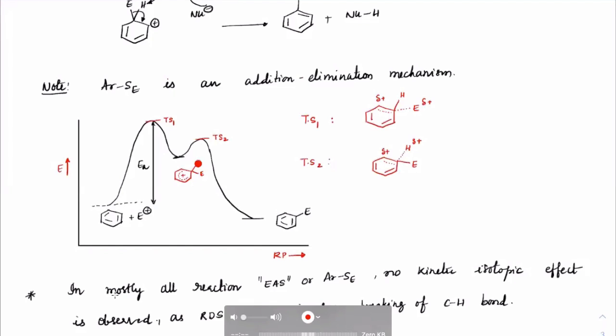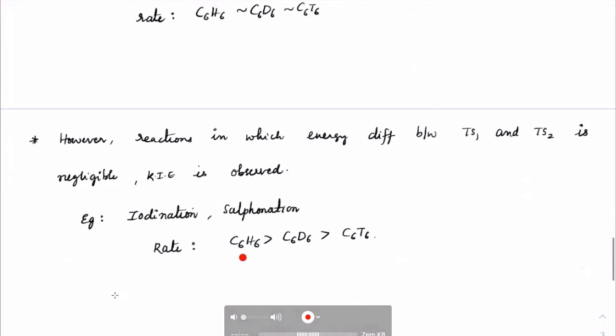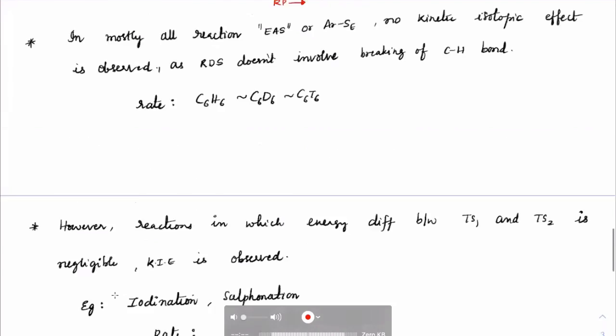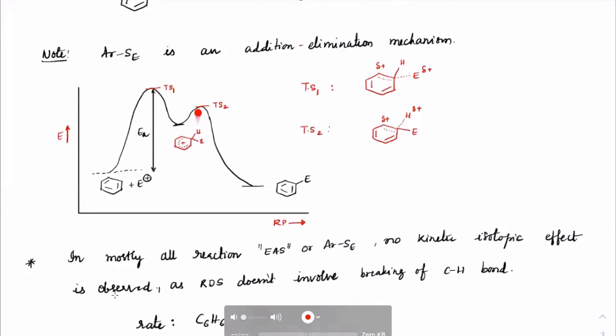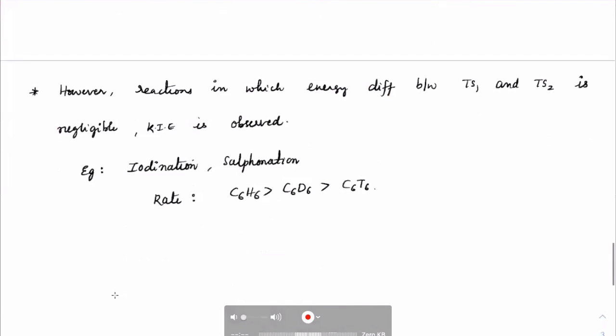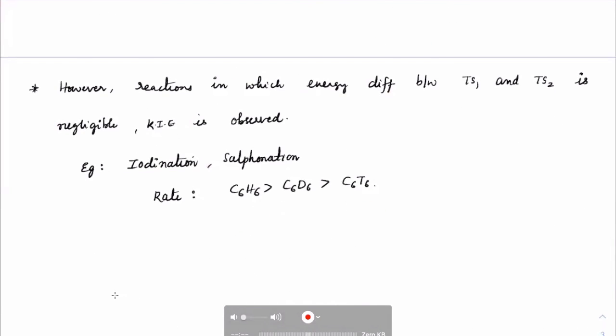To retain aromaticity, hydrogen is being removed, correct? Now, in general electrophilic aromatic substitution, this activation energy is very low, where I'm pointing out. But in the case of sulfonation and iodination, that activation energy will be more, which means it is quite comparable to this activation energy now. Understood? So in those cases, we will see there would be a change in the rate.